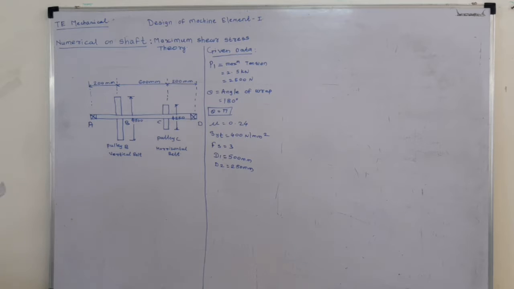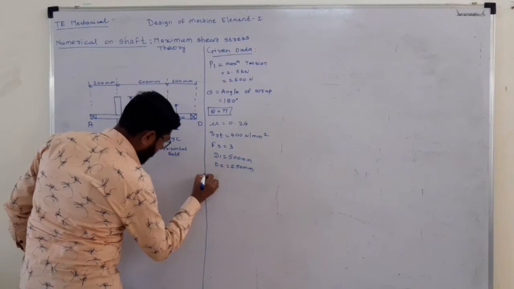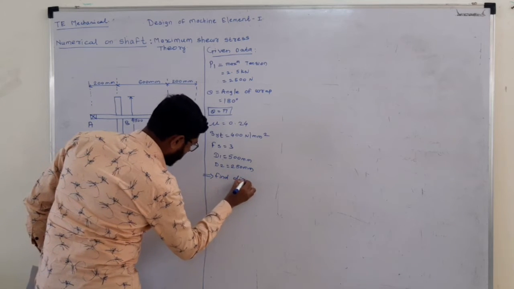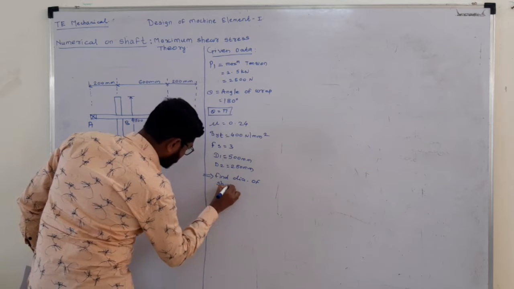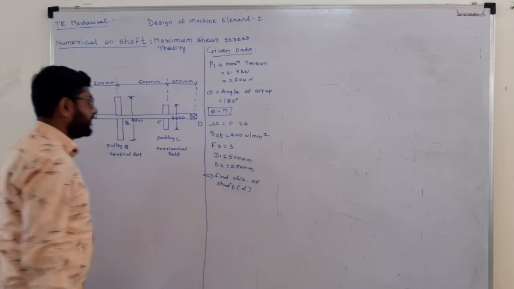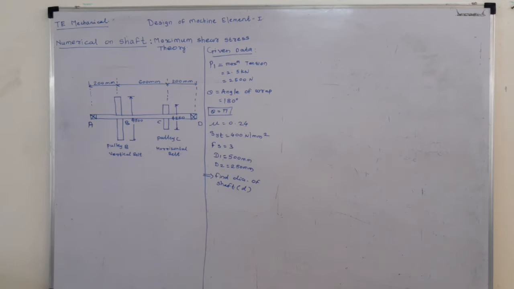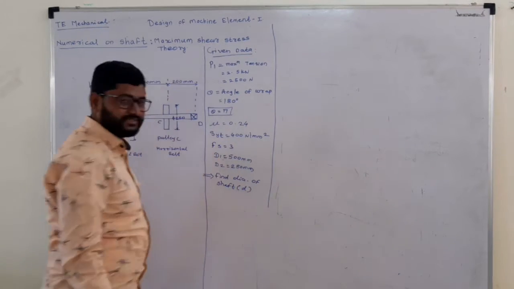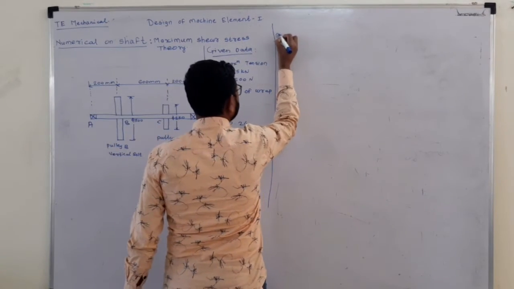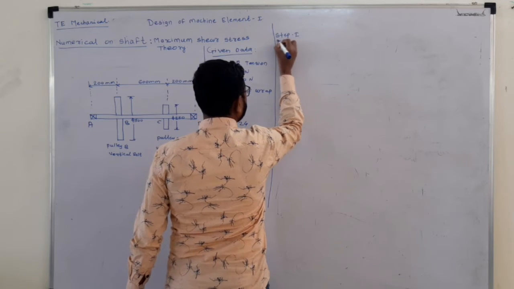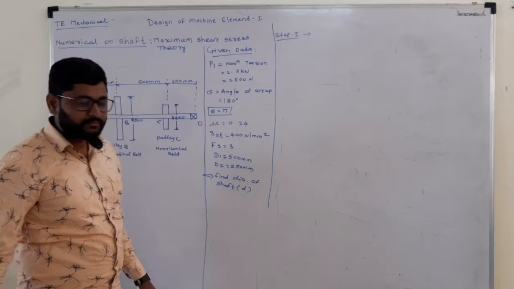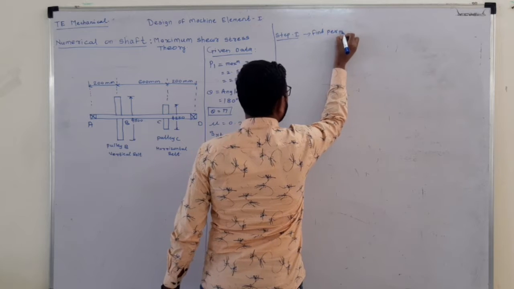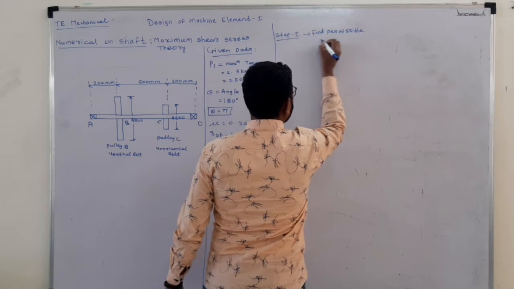Pulley diameters are given. So our main aim is to find the diameter of the shaft, that is D. So students, how to proceed? The first step is to find the permissible shear stress.